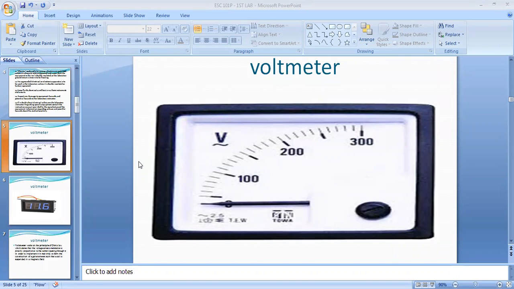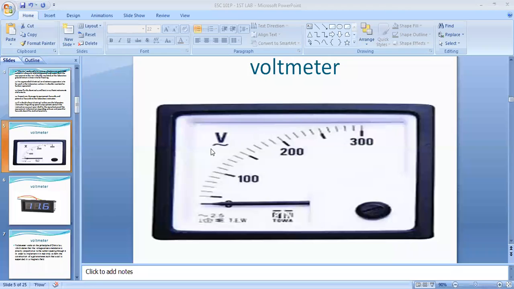Wrong. This is a voltmeter. Wrong answer. Anyone? This instrument can be used to measure AC voltage, not current. Abhishek. AC voltage. V for voltage.